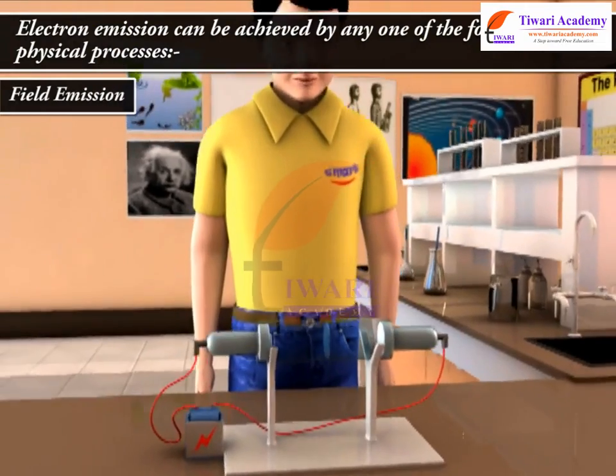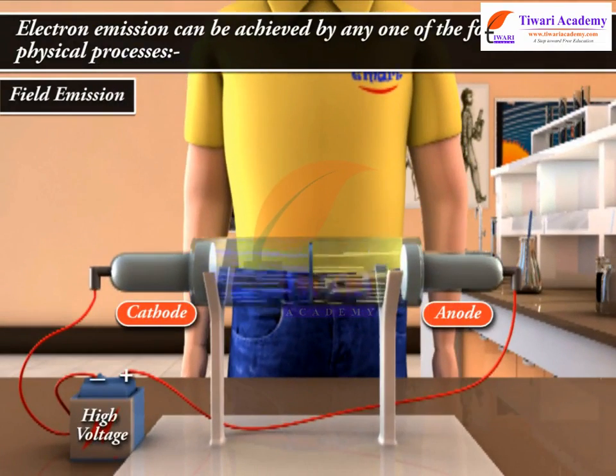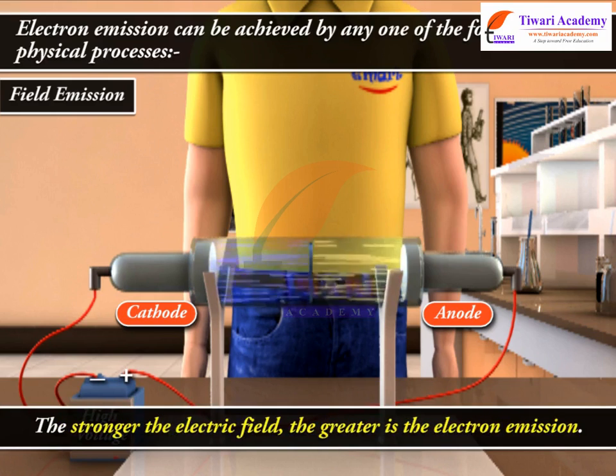Field emission. In this method, a strong electric field, high positive voltage, is applied at the metal surface, which pulls the free electrons out of metal because of the attraction of positive field. The stronger the electric field, the greater is the electron emission.